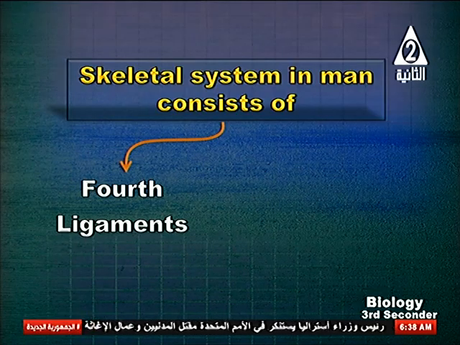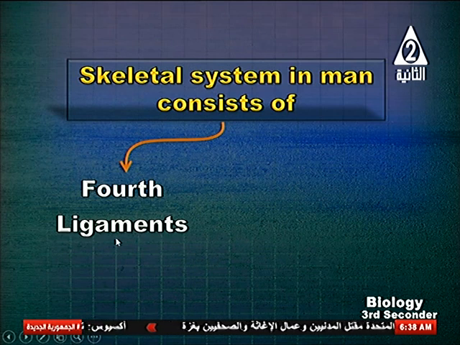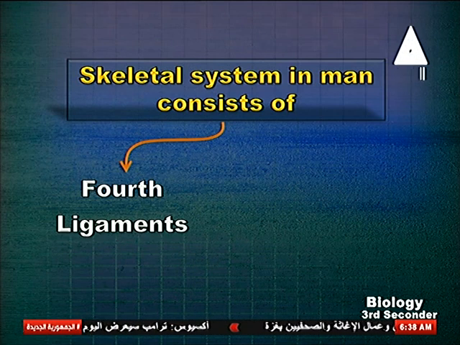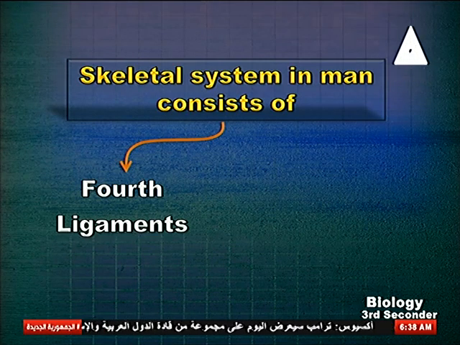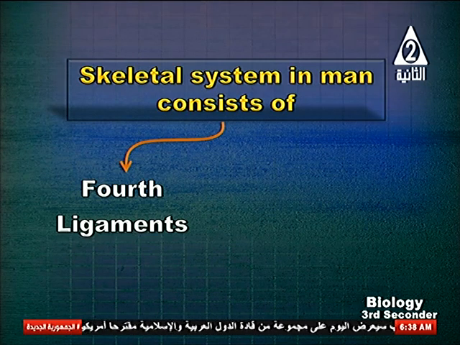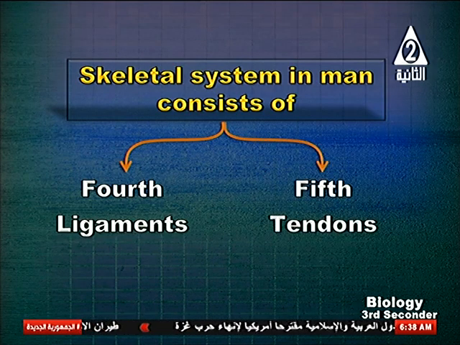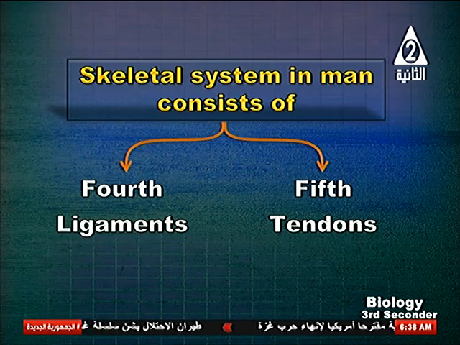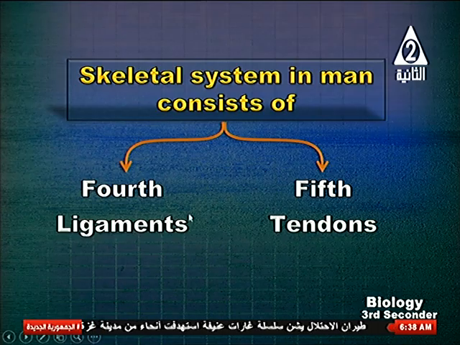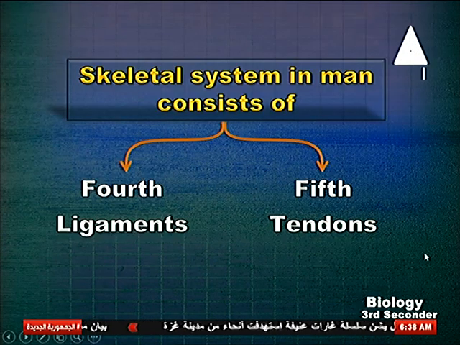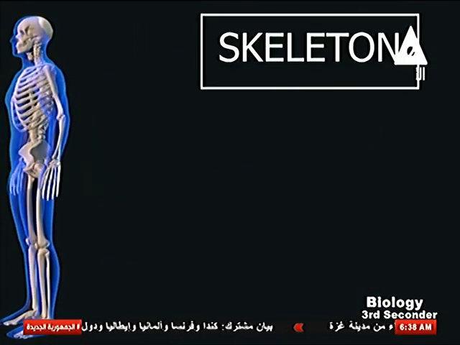Okay. Fourth, ligaments. A ligament is a structure in the skeletal system that connects two bones. Again, a ligament is a structure formed from connective tissue that connects two bones. A tendon is also a structure made of connective tissue that connects muscle and bone, so we can move. Ligaments and tendons help us to move. This is the skeletal system.